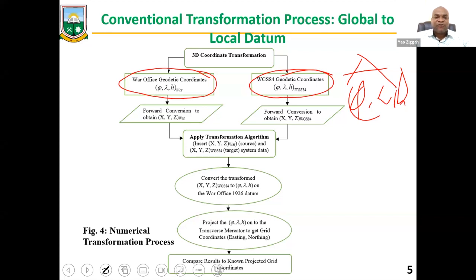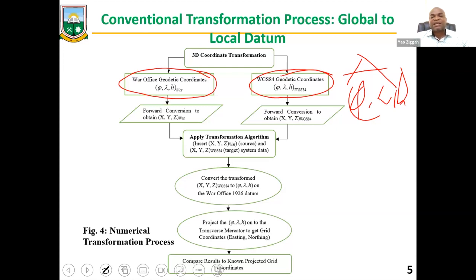Now, the moment you do this for the two common point coordinates, the next step is to apply your transformation algorithm. So if it is the Bursa-Wolf you are using, then you must apply the Bursa-Wolf transformation algorithm, and then you determine the parameters. When you determine the parameters, you apply them to transform the coordinates that you want to bring into the other system. So for example, if I want to push the WGS 84 into the War Office, then I have to use the parameters to transform the WGS 84 coordinates into the War Office system.